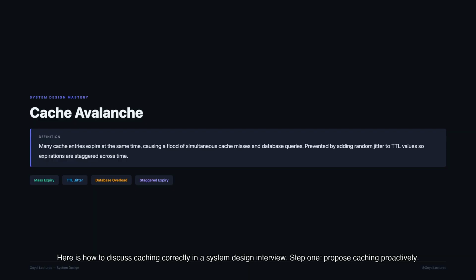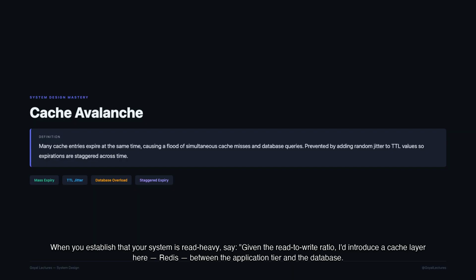Step 1. Propose caching proactively. Do not wait for the interviewer to suggest it. When you establish that your system is read-heavy, say, given the read-to-write ratio, I'd introduce a cache layer here, Redis, between the application tier and the database. This should absorb the majority of read traffic.